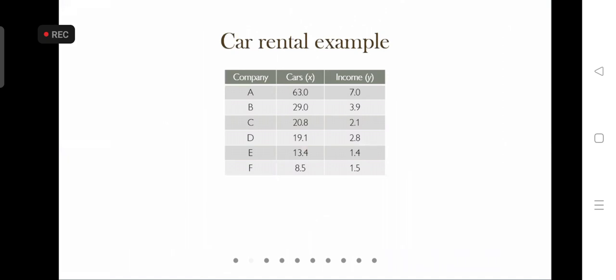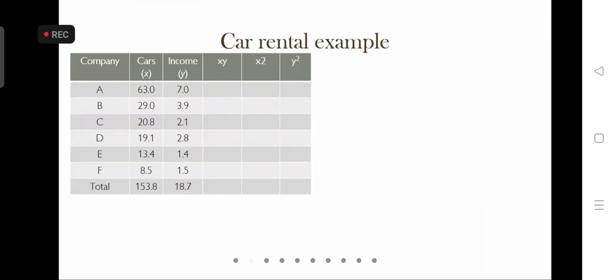So using our previous example from last meeting, our car rental, we have this data, no? So to solve for our R, let's complete first the table. So dungan tag solve tanan. So the first column is XY. So X times Y. What's the answer?